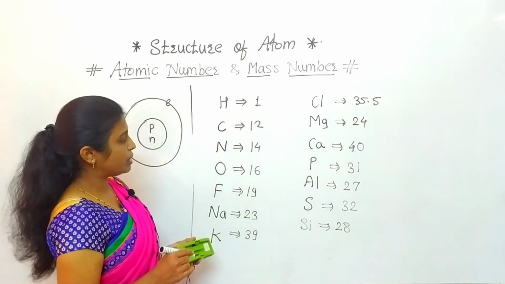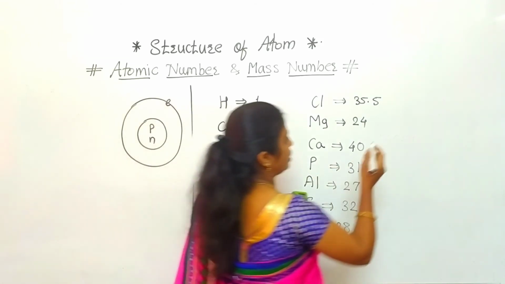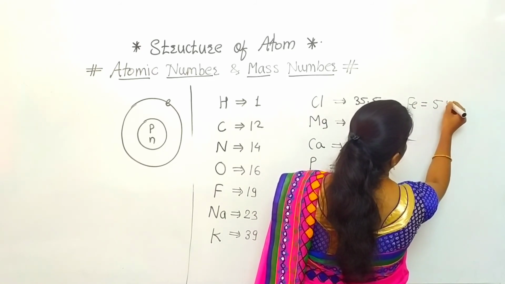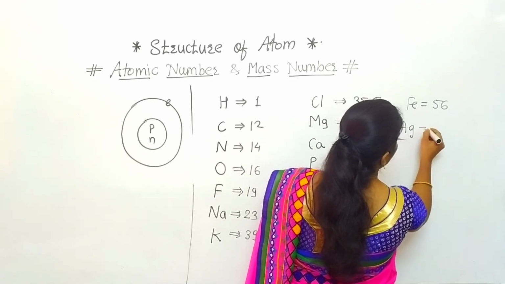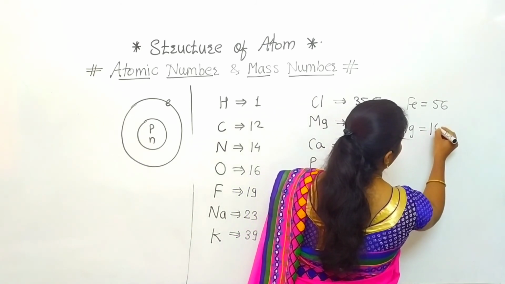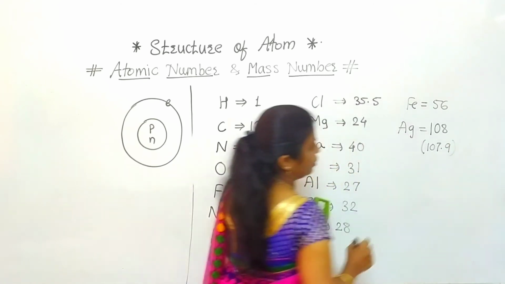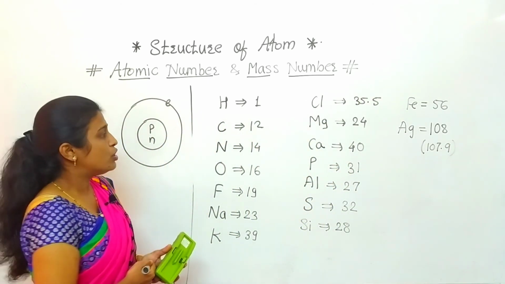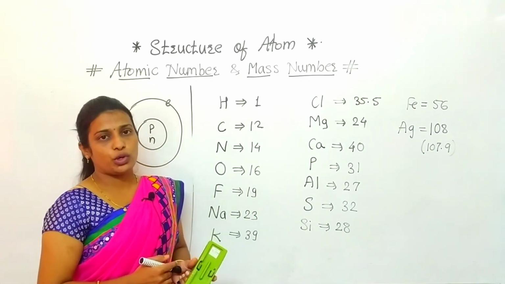So these are some elements whose mass numbers should be known to us, because another one we will take here, that is Fe. For Fe we have to take 56, and next one is silver. For silver it is 107.9, but we are taking here 108, or I will tell you 107.9. Out of these two, any one value will be given to you in the numericals. So these are the mass numbers of some elements which should be known to us.